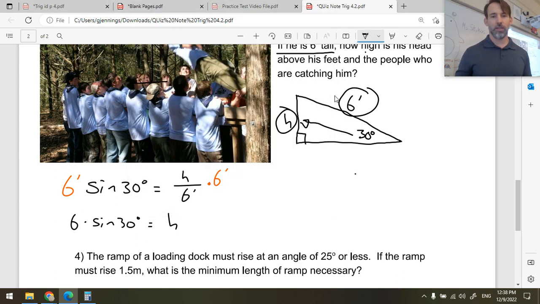So now we know that h is equal to 3 feet, and so therefore his head is 3 feet over the horizontal.